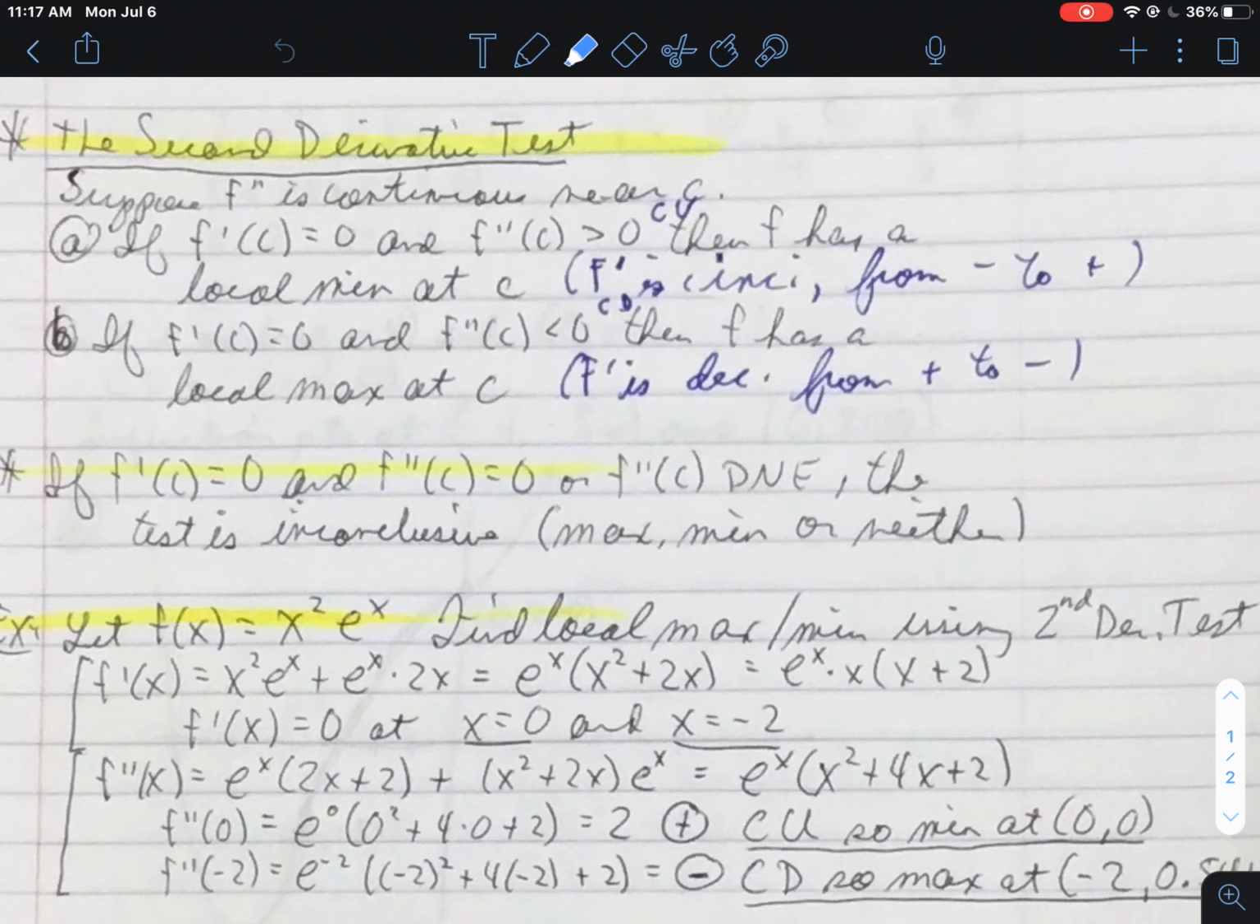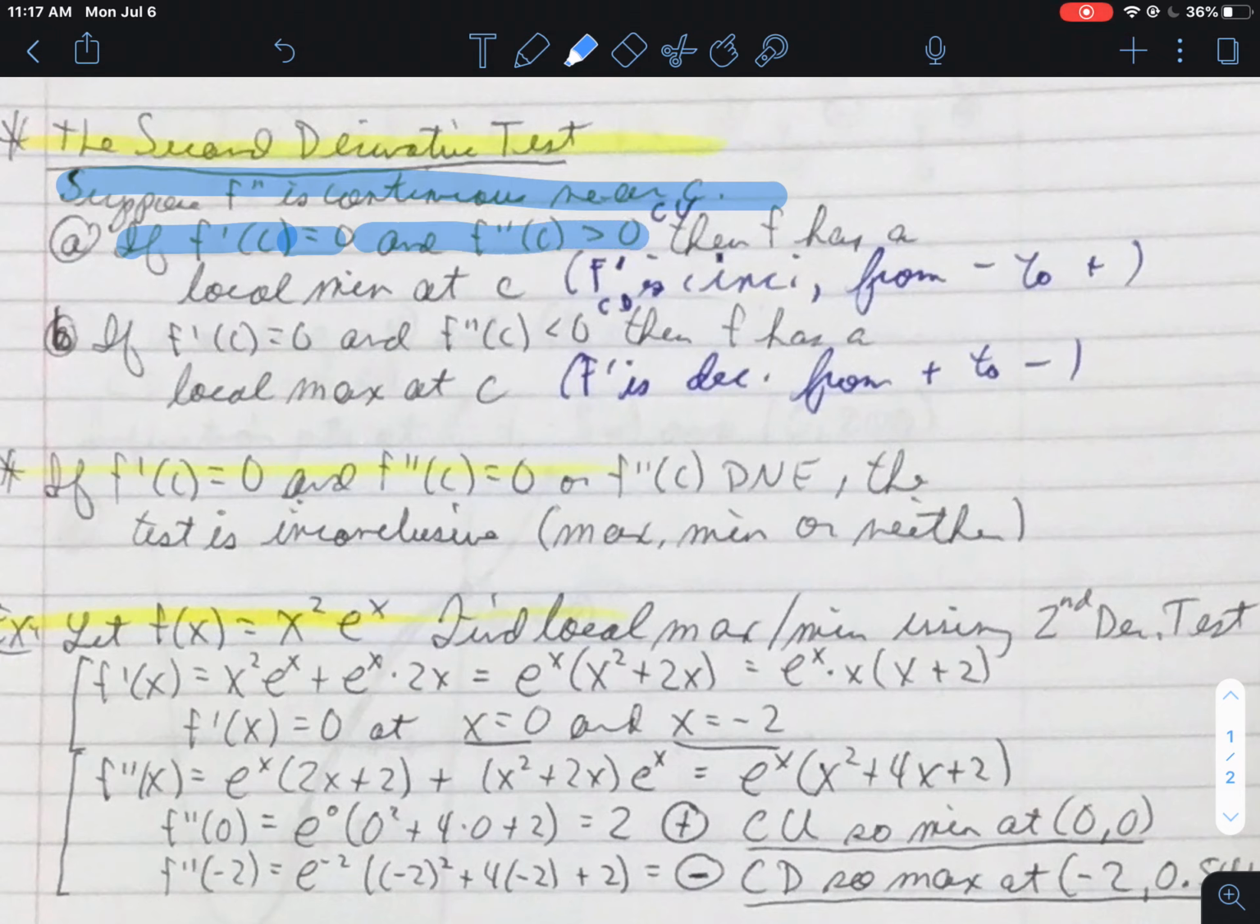It kind of puts into conjunction what we just talked about with concavity, to where if we find, say, f double prime is continuous, we always want continuity. That seems to be a part of every definition and theorem that we talk about. So suppose f double prime is continuous near c. So our second derivative. If f prime of c equals 0, that's a critical number.